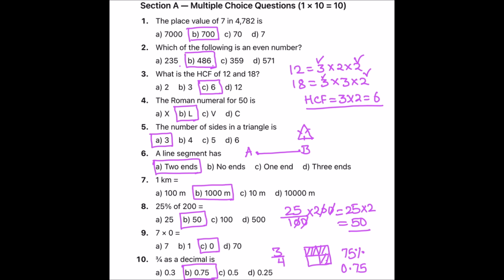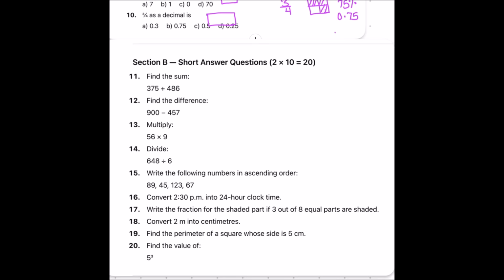Let's now move to short answer type questions. In this section, we have 10 questions with 2 marks each. So let's start with the first one, which is question 11, find the sum. Here we are finding the sum of two numbers, which are 375 and 486.